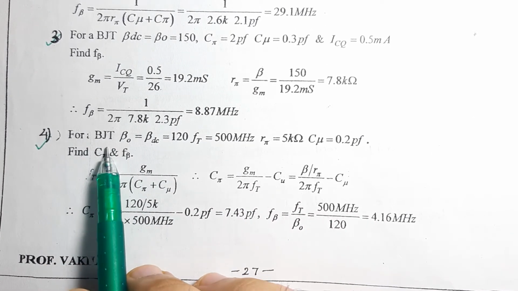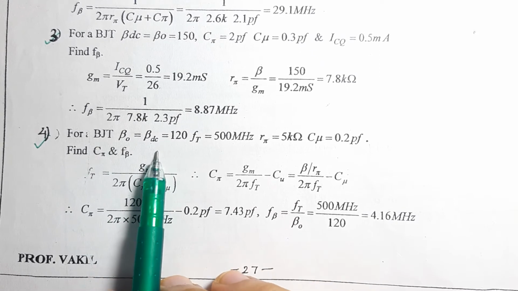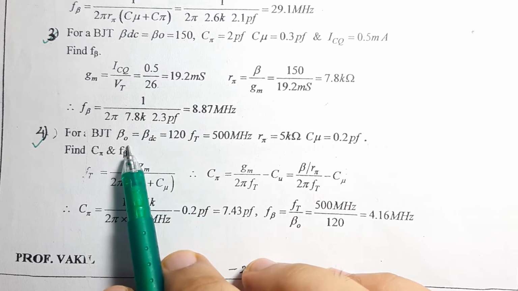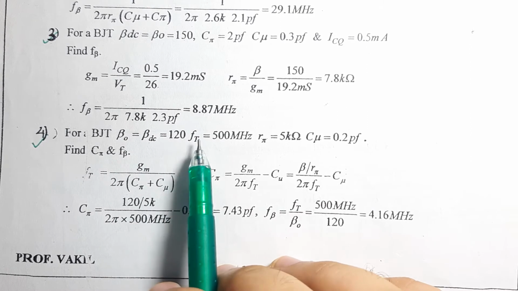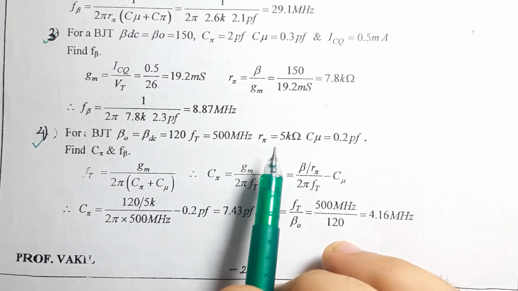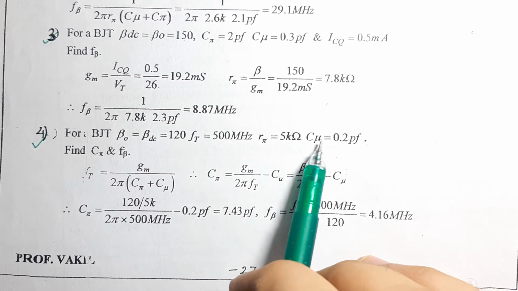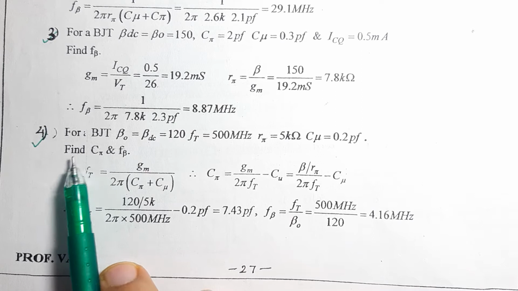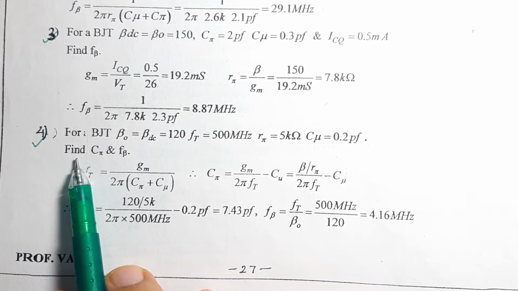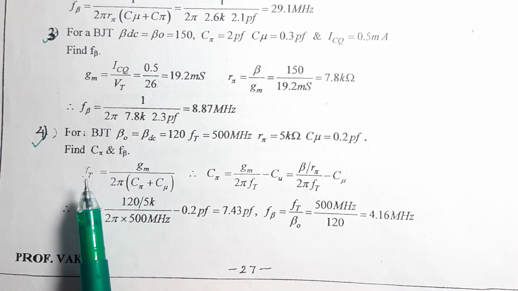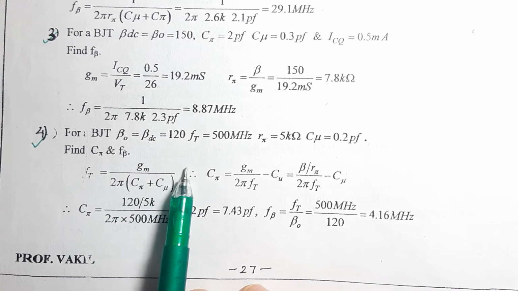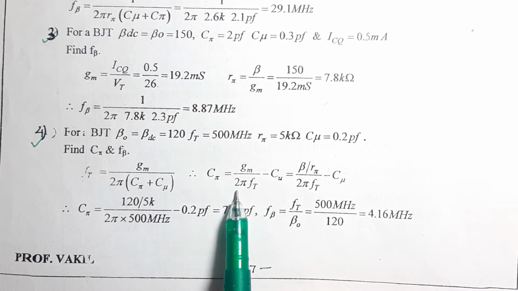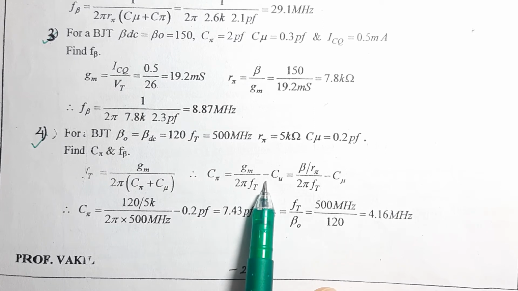Now for a BJT, another numerical. We have been given a value of beta 0 or beta DC as 120, fT as 500 megahertz, r pi as 5 kilo ohms, and C mu as 0.2 picofarad. In this numerical, you need to find C pi and f beta. Now fT is given as gm upon 2 pi into (C pi plus C mu). Therefore C pi is given as gm upon 2 pi fT minus C mu.